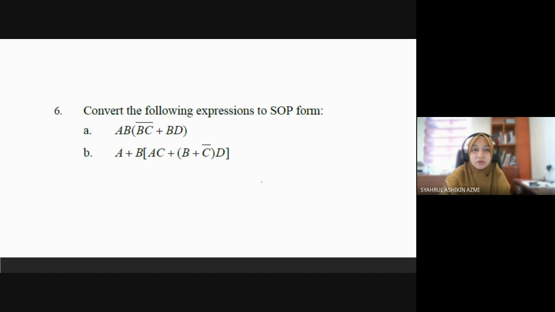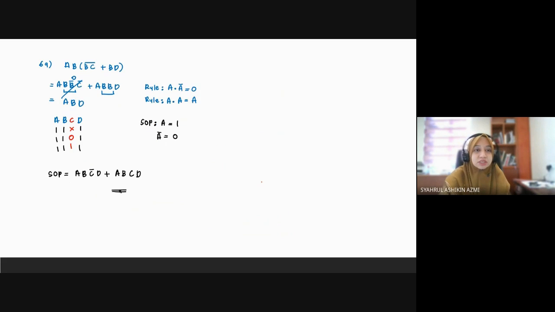Okay, and then we go for question number 6. We need to convert the following expression into SOP form. Right, so for 6A, we need to expand. When we expand here, we can see that is B dot B bar. Okay, we have A dot B bar dot C bar. So we know that from the Boolean theorem, A dot A bar will be equal to 0. So we can cancel out the first term. So it only leaves us with the second term, which is A dot B dot D.